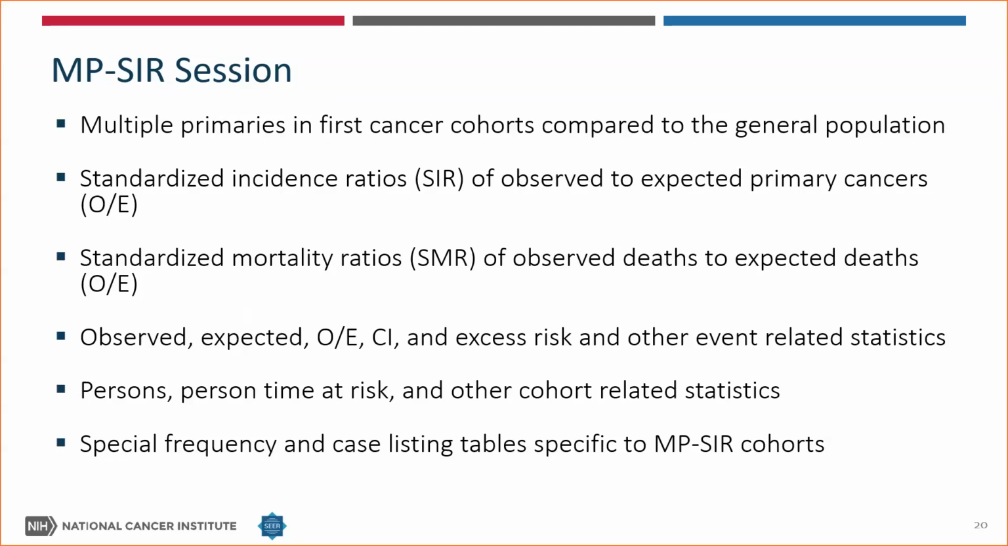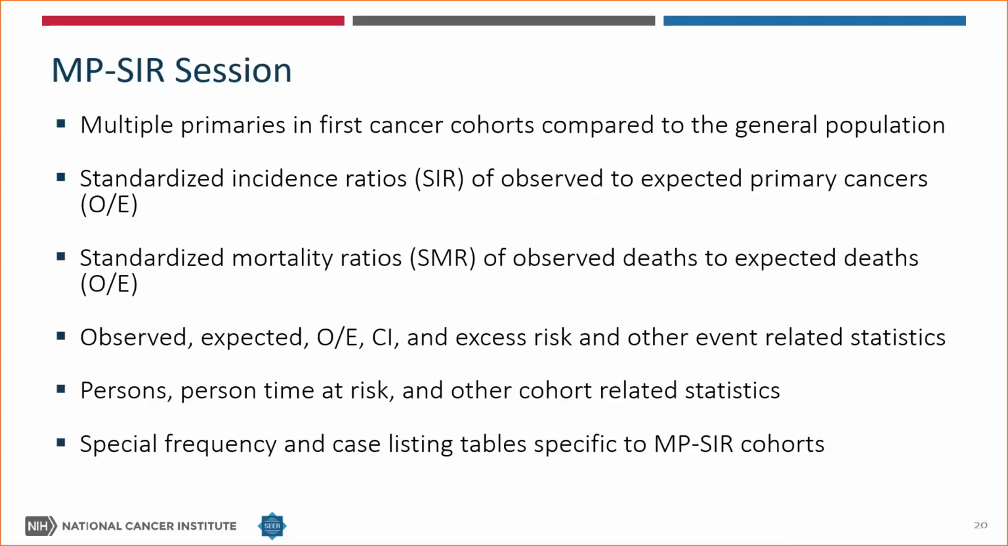In that session type, we get observed, the number of events, so how many people got a subsequent cancer, what types, or a death, what we would have expected based on the rates from the general population, the ratio of the two with confidence intervals, excess risk, and other event-related statistics. It also has person and person time statistics. So how many people are we dealing with?